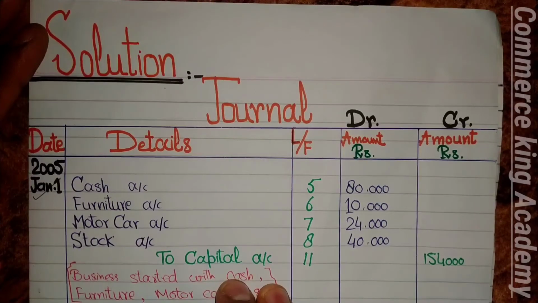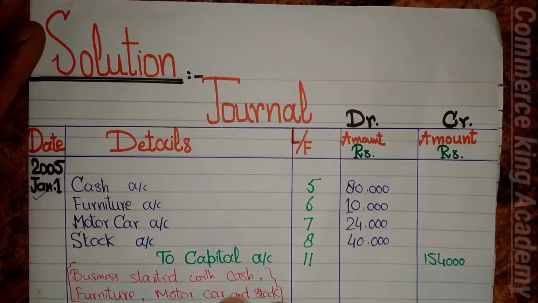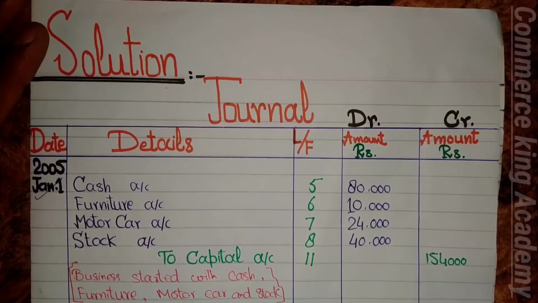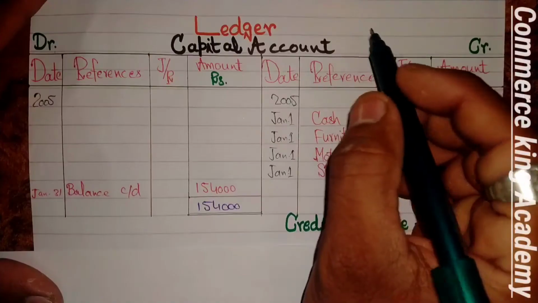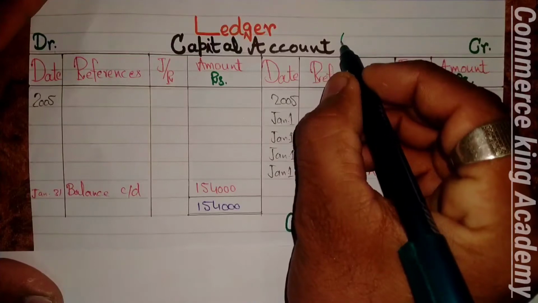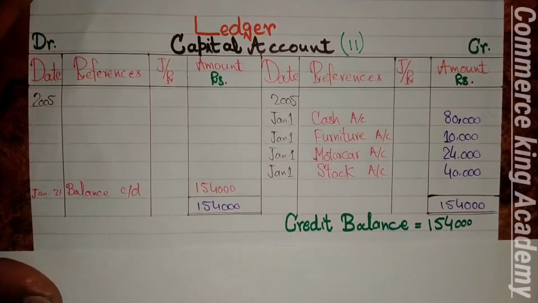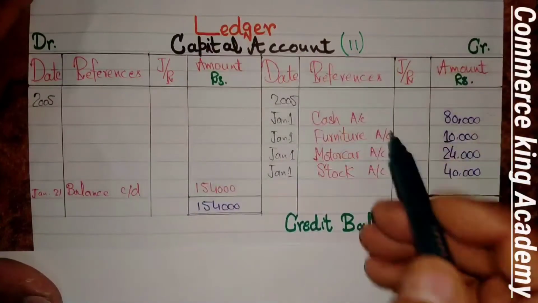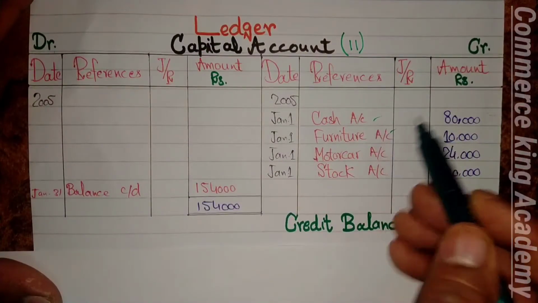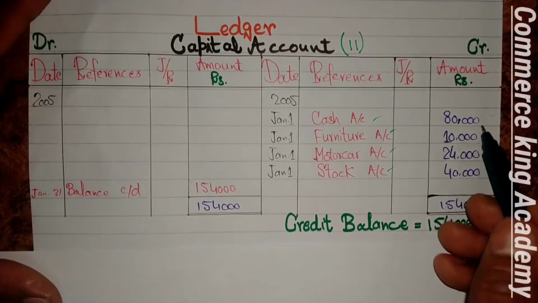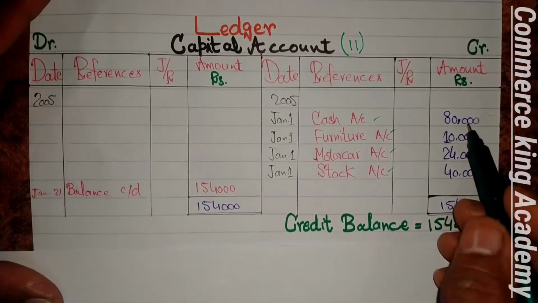Understand the capital account is credited by 4 accounts: cash, furniture, motor car and stock account. So let's move toward making the ledger account of capital account. You can see next, this is the ledger account of capital account, which has ledger folio number 11. Am I right? So capital account is credited by 4 accounts: cash, furniture, motor car and stock account. So we calculate these accounts' amounts.